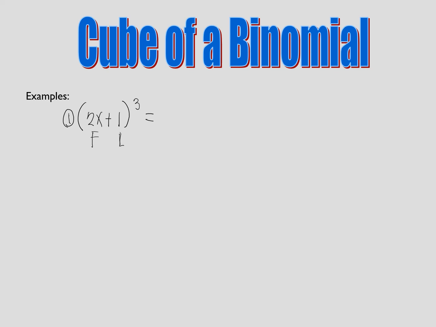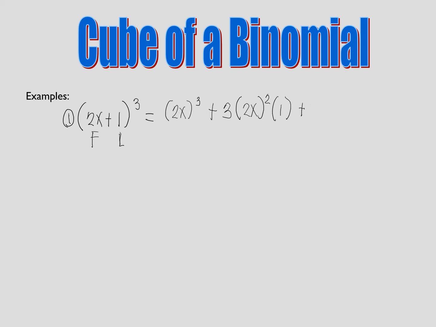So the first term of the product is the cube of the first term. That means we have here the quantity of 2x to the power of 3 because it's the cube of the first term. Plus, 3 times the square of the first term, 2x squared, times the last term.